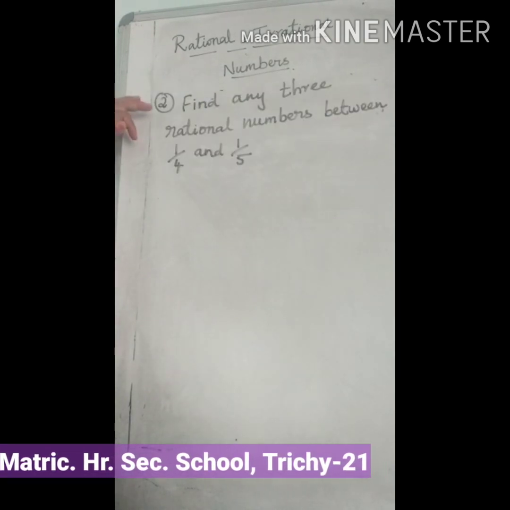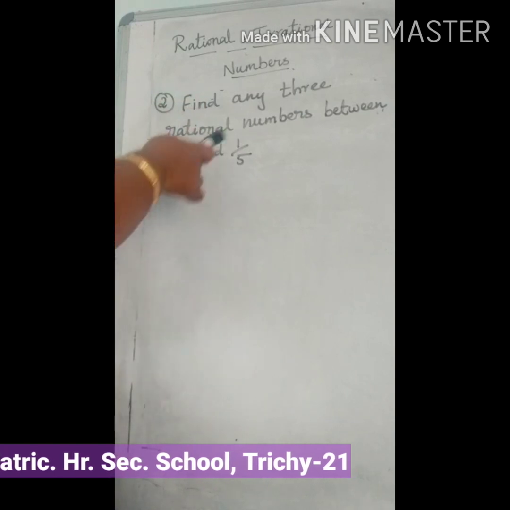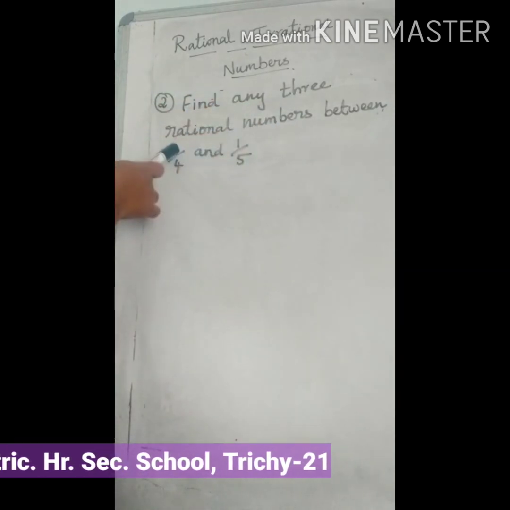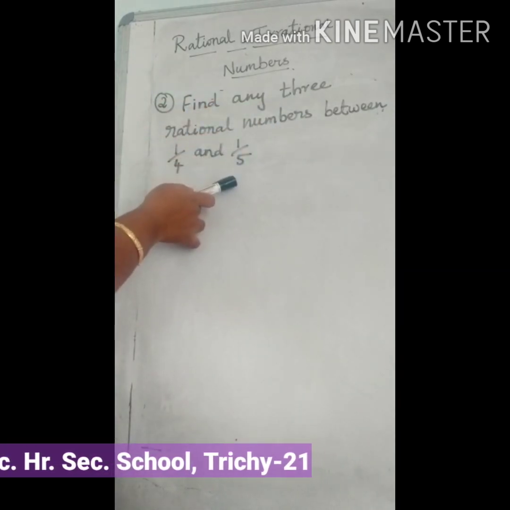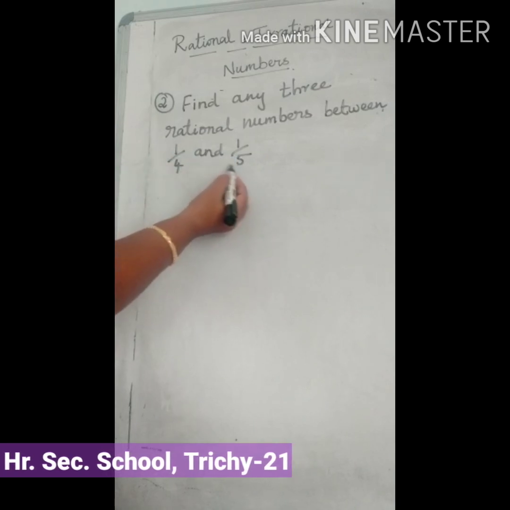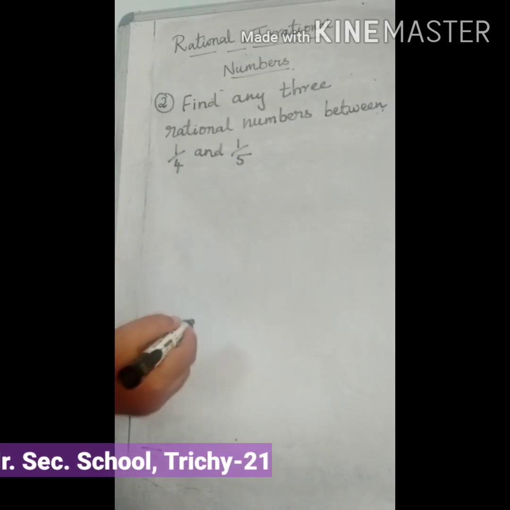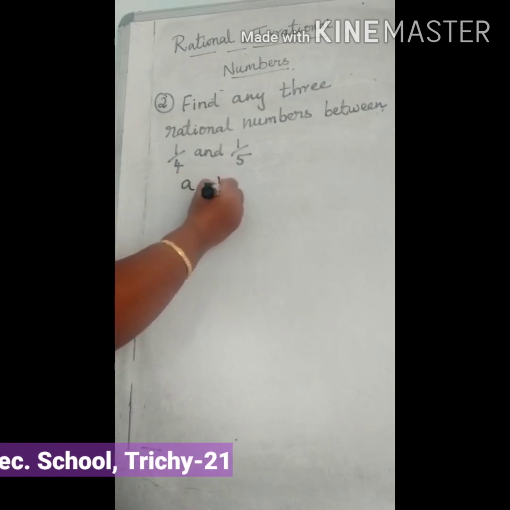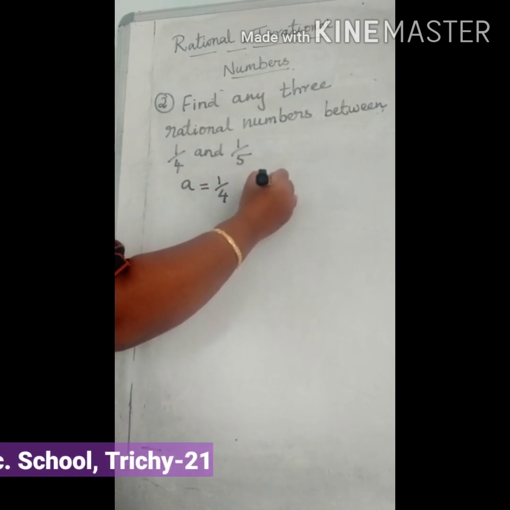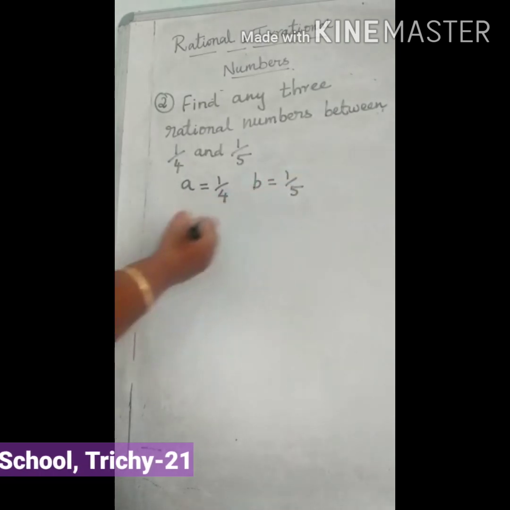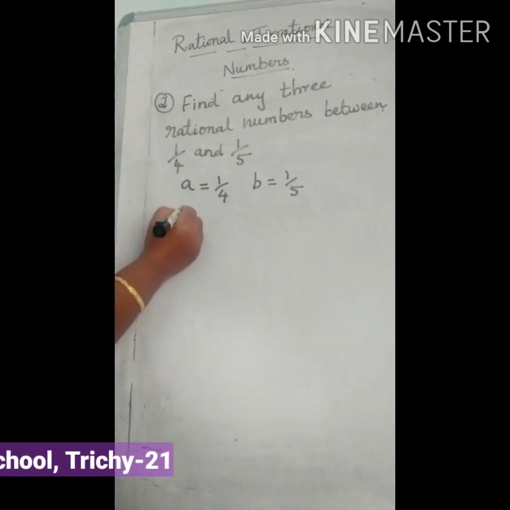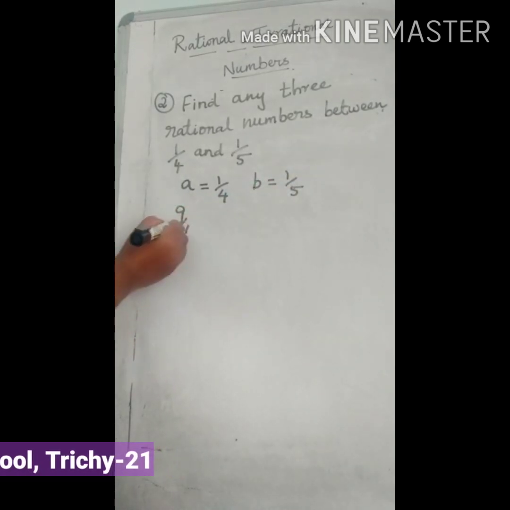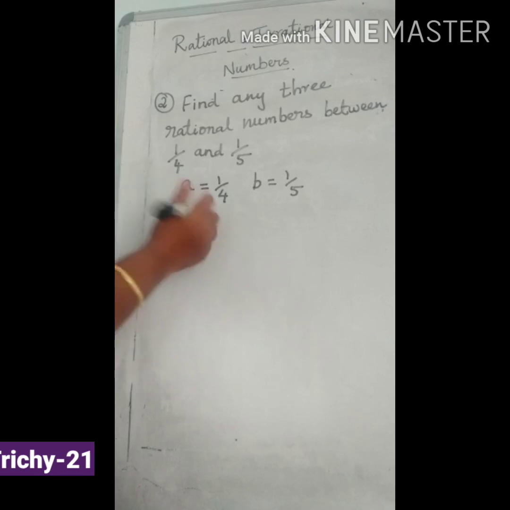Next, second question: find any three rational numbers between 1 by 4 and 1 by 5. Both denominators are different, so we have to use one formula. Let us consider A is equal to 1 by 4 and B is equal to 1 by 5. Now we use the formula for Q1, where the rational number is denoted as Q. Let us consider the first rational number as Q1.